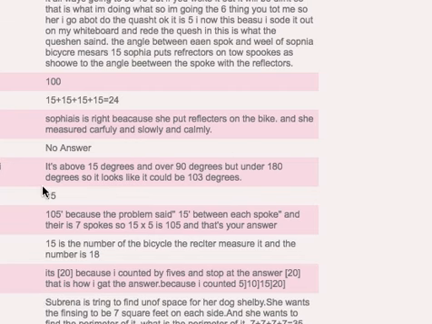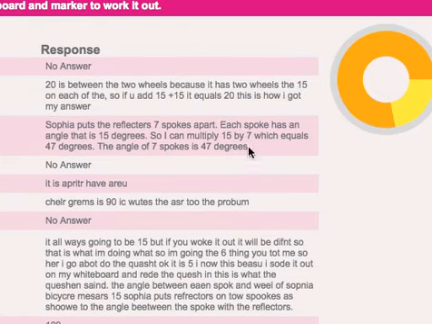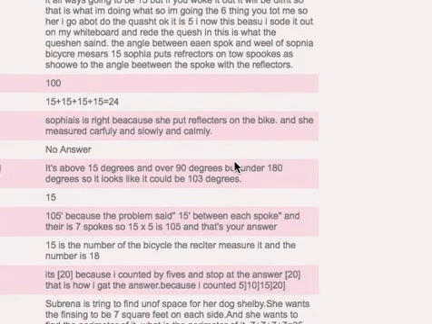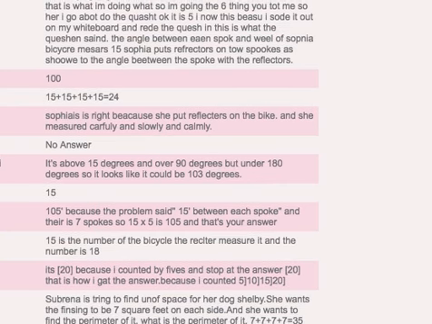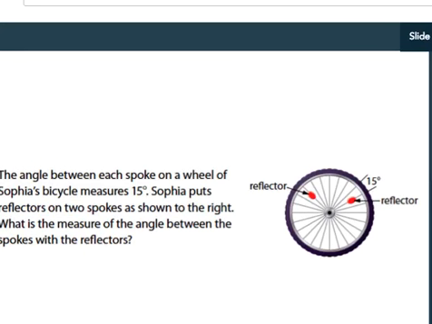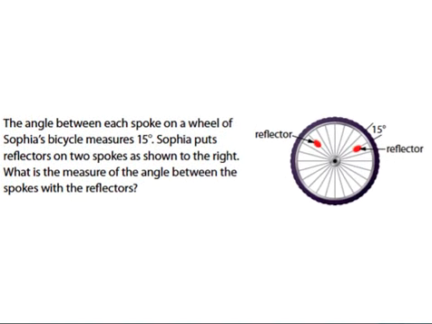Okay, so let's actually solve the problem, okay? Not real impressed here, guys. Not real impressed. So let's go back to our problem. Again, we know that what we need to be answering is what is the measure of the angle between the spokes of the reflectors.